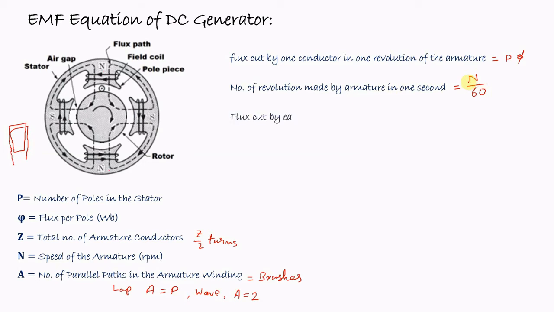So, the flux cut by each conductor per second can be written as P into phi into N by 60, because when one conductor makes one complete rotation, P phi amount of flux cuts the conductor, and in 1 second, if the conductor makes N by 60 rotations, the total amount of flux that will cut the conductor will be P phi N by 60 Weber per second.